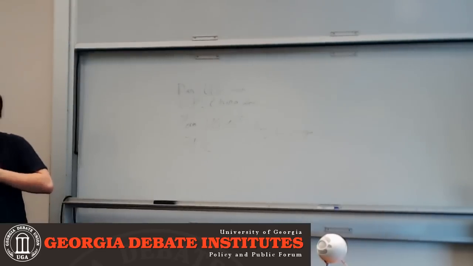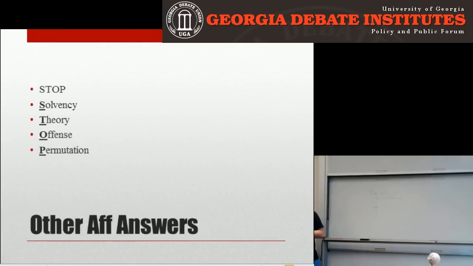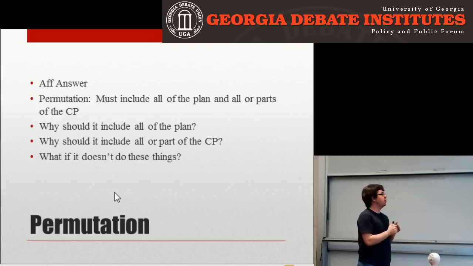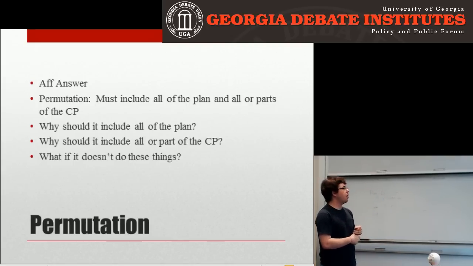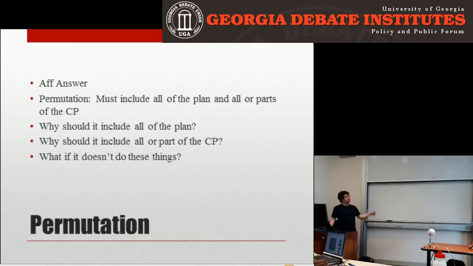Okay, so like I said, I'm running out of time a little bit. The permutation is a very common affirmative answer. It should always be included in your 2AC, and it needs to include all of the plan and parts of the counterplan. That's pretty much what we just talked about in those last three bullet points, and that's why it's severance and intrinsic.